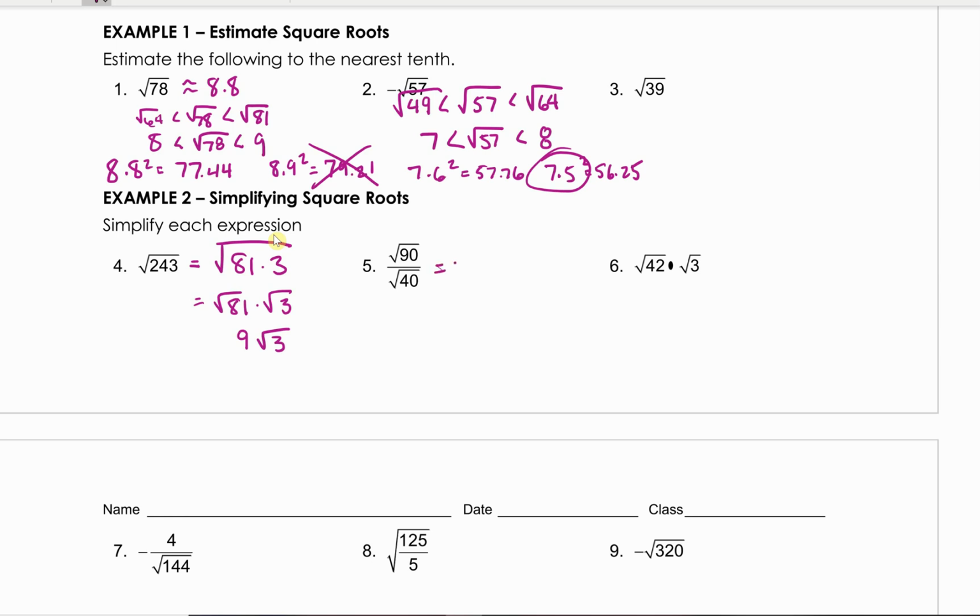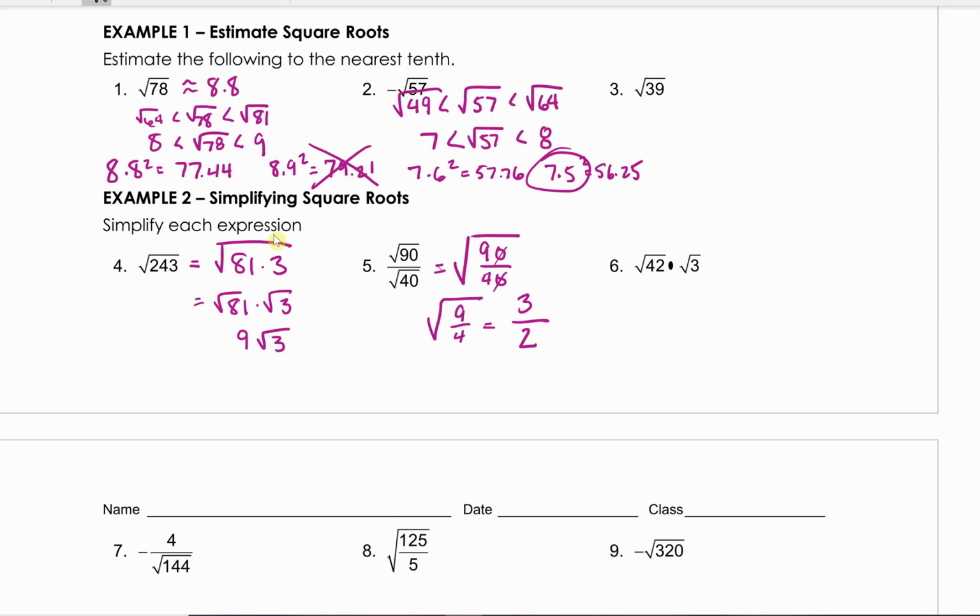Number 5, I'm going to make this a single radical. Now here's the thing. These guys will cancel out. So I get the square root of 9 divided by the square root of 4. The square root of 9 is 3. The square root of 4 is 2. There it is. So the square root of 90 divided by the square root of 40 is 3 halves.